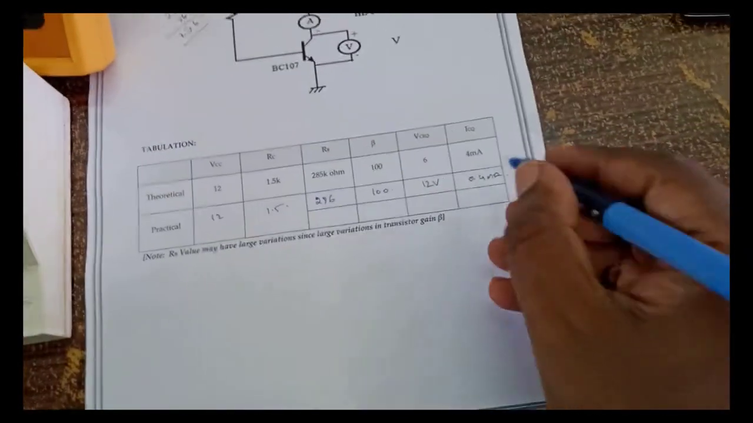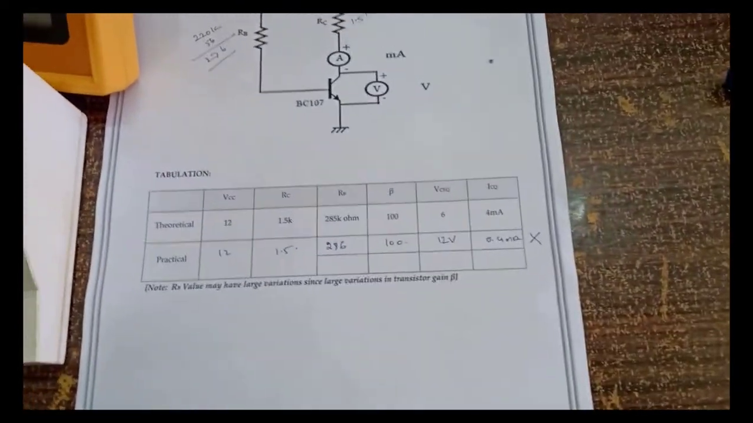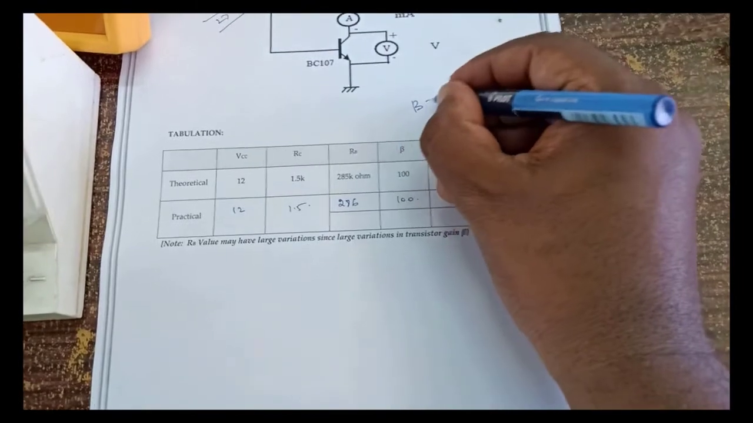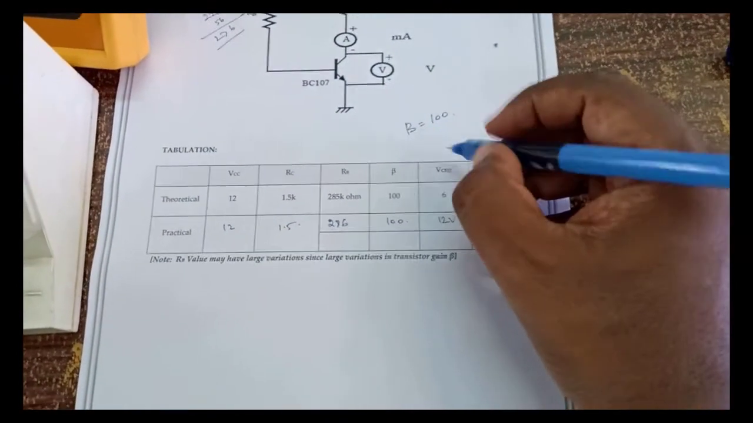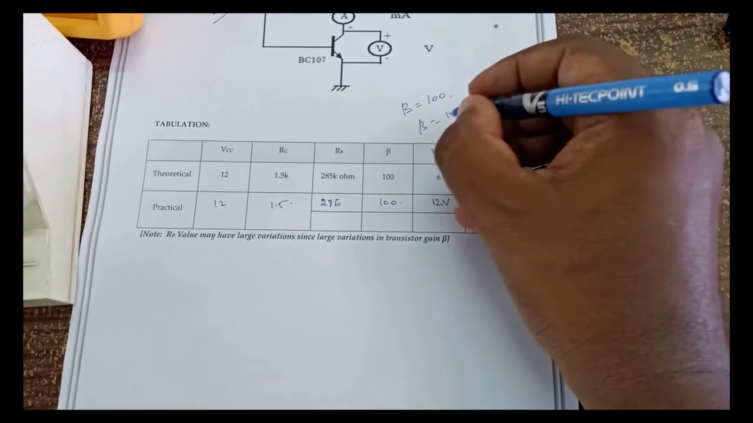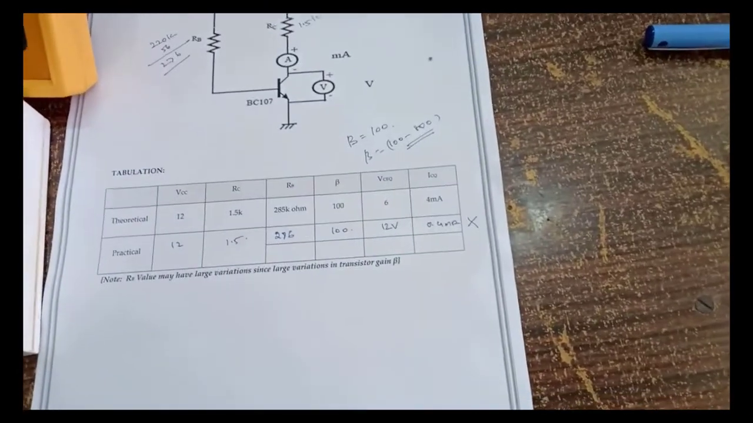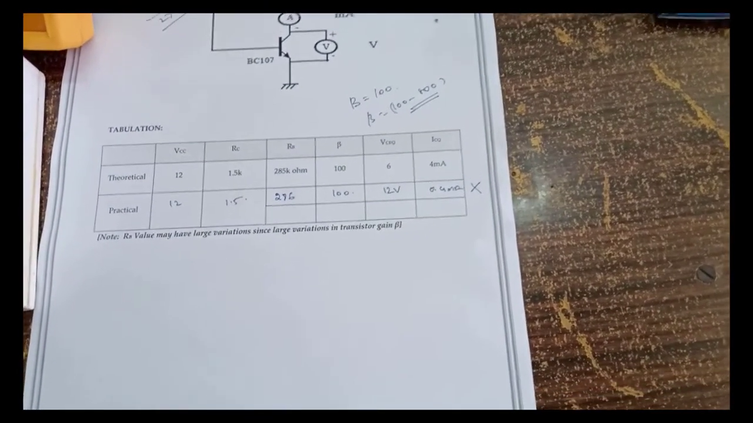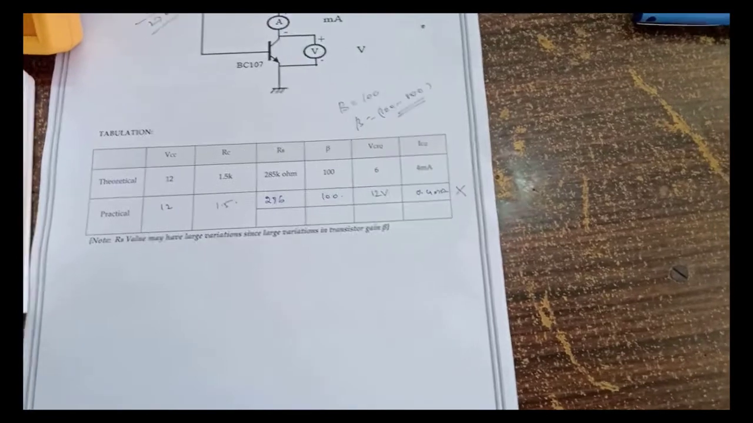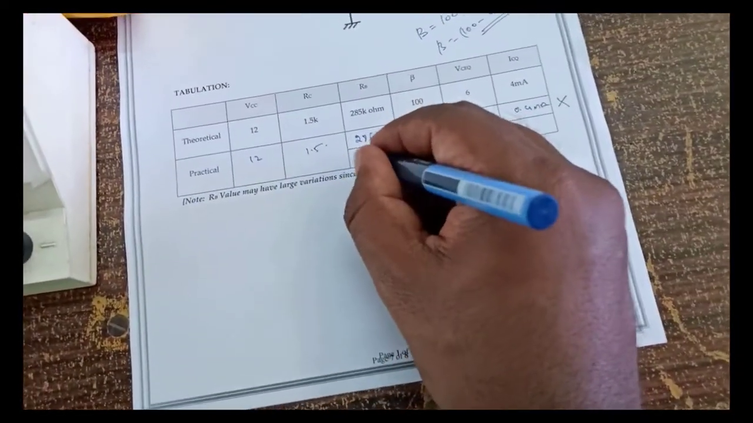We designed the circuit to operate at 6 volt and 4 milliamps, but it operated at 12 volt and 12.4. Since this design is wrong, we designed the circuit for beta equal to 100. But in the transistor manual, beta is 100 to 800, so we have some variations. If you design the circuit for beta equal to 100, the circuit does not obey, and the operating point is shifted to a new one or saturated. So I am going to randomly select the RB value as 1 mega ohm.